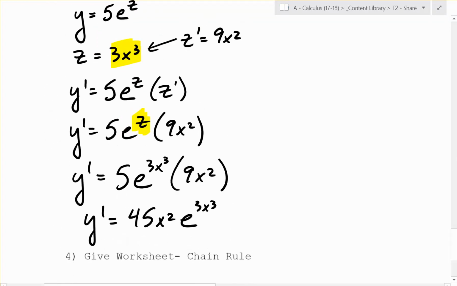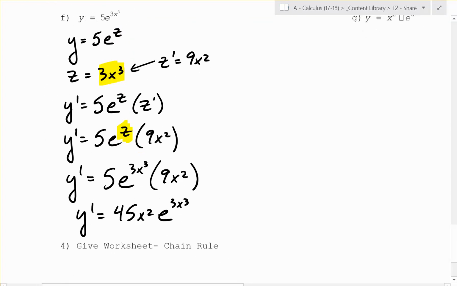Some of you at this point might have noticed that you could skip some of these steps. Some of you might be able to go straight from here to there, and we will discuss how you can recognize how to do that. But for now, please make sure that you know how to break it down into these two pieces, at least for now.